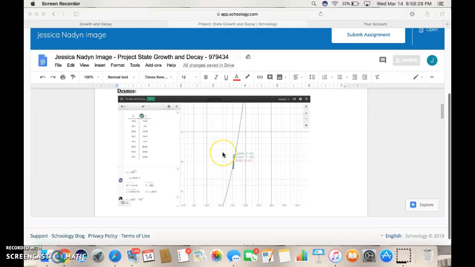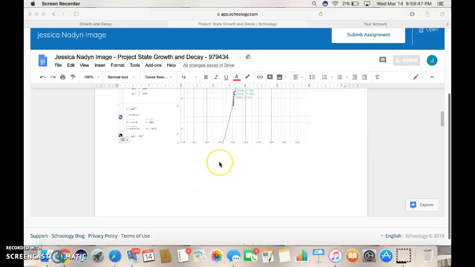In my Desmos graph, I plugged in my x-axis, 2010 to 2017. In my y-axis, I plugged in the number of people who lived in Florida. Then I put my equation, which was y1 squiggly line ab^x to the 1 power.